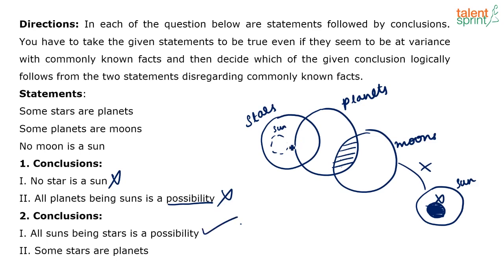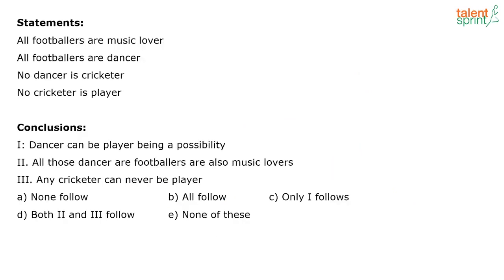Next one, some stars are planet. Now this is anyway a definite conclusion. By looking at this diagram itself, you can say some stars are planet. So this is definitely true. So in this question, the second set of conclusions follow and the first set of conclusions don't follow. Okay, next one, next question.